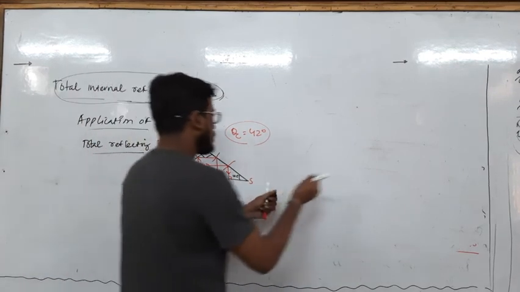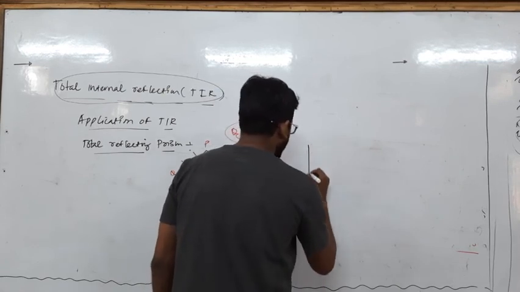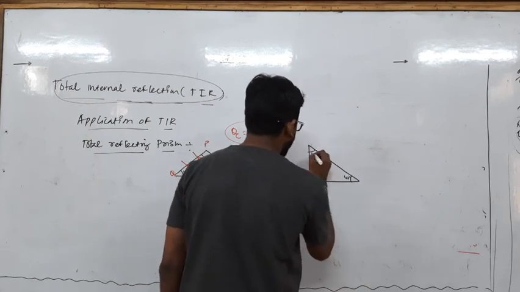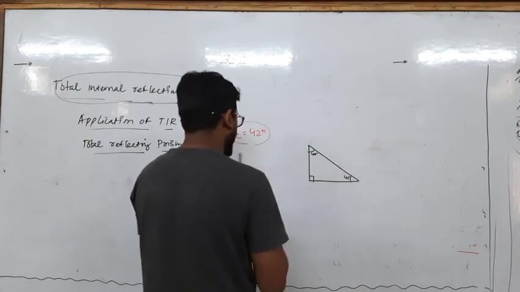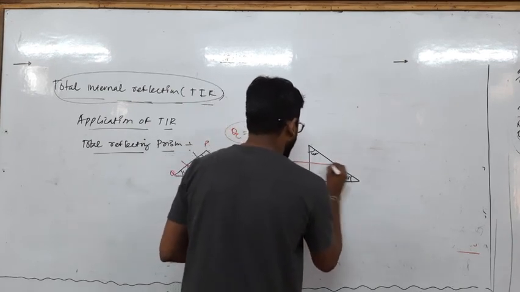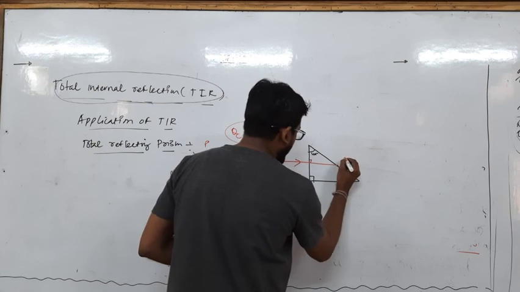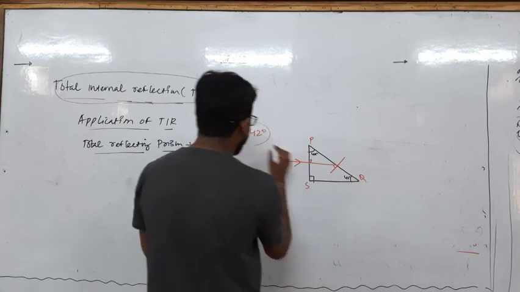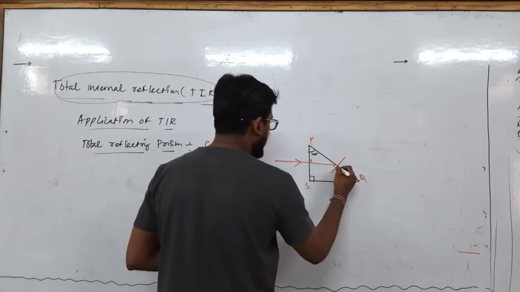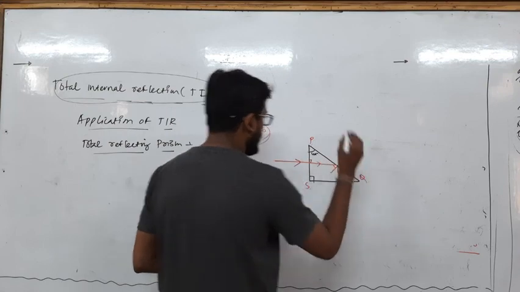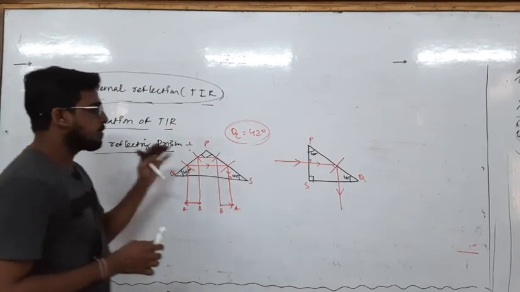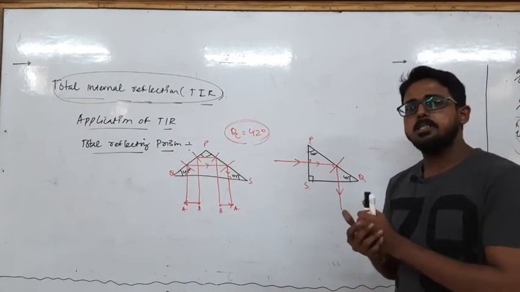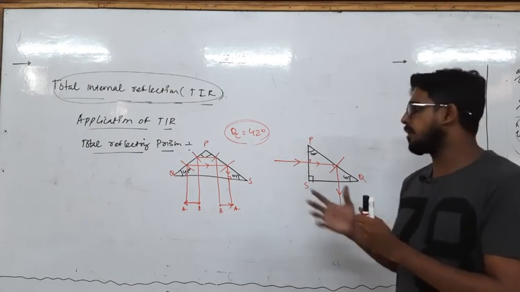The total reflecting prism can also be used like this. This angle is 45, this angle is 45, this is 90. If the light rays come along this direction, normal to this, they will strike the interface PQ at an angle greater than the critical angle 42. So it will again deviate and travel along this direction. Clear? So the total reflecting prism is used in periscopes and also in prism binoculars, to get an image of the same intensity as the object without any loss in intensity.